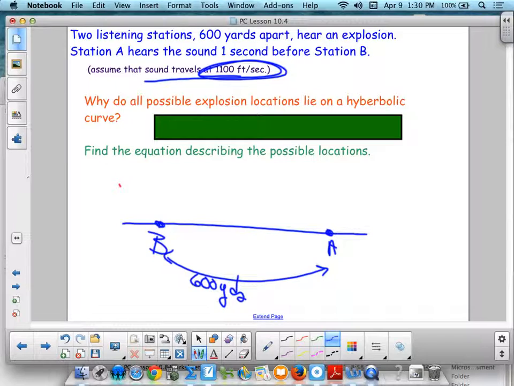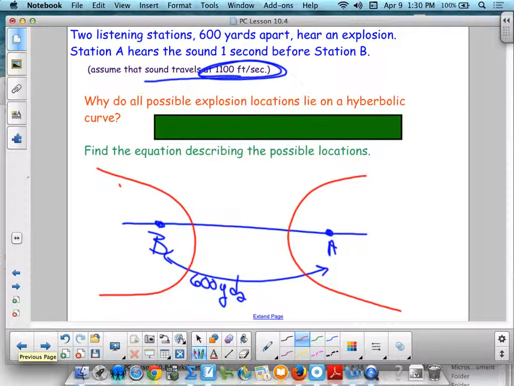Now, here's what it says. Why do all the possible explosion locations lie on a hyperbolic curve? Okay, watch this. Ready? Here it comes. Why do the explosions? Look, right here. That could have been the explosion site. Or it could be here. Here. It could be anywhere on the hyperbola. But why? Why?